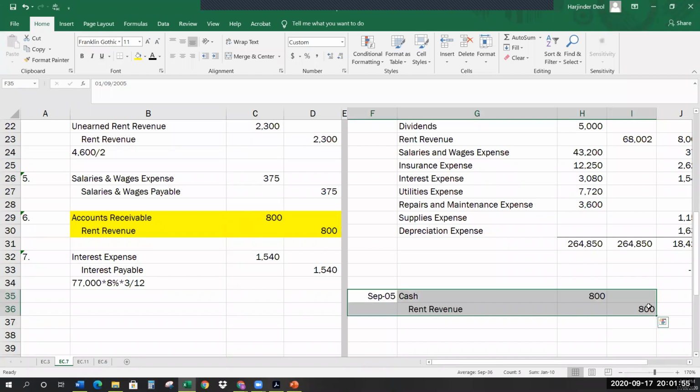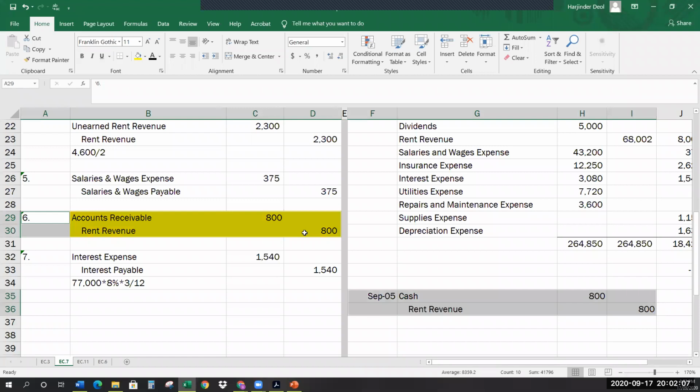Now, the problem with this is, how many times did you get the money? Just once, right? You earned it only once. But here, if I don't do the reversing entry, then you are technically telling me that you have earned this money twice, which is a problem. So the reversing entry will take care of that problem.